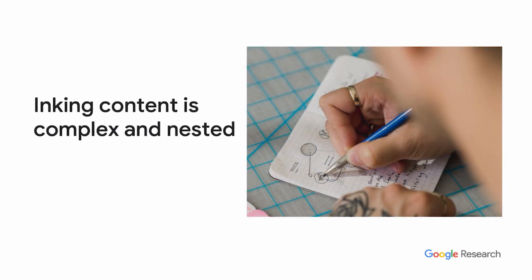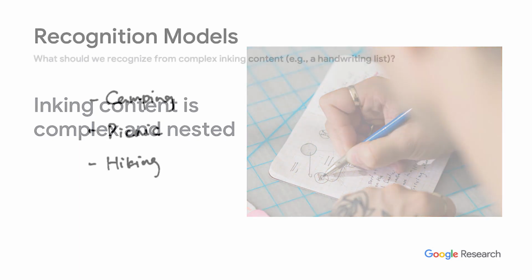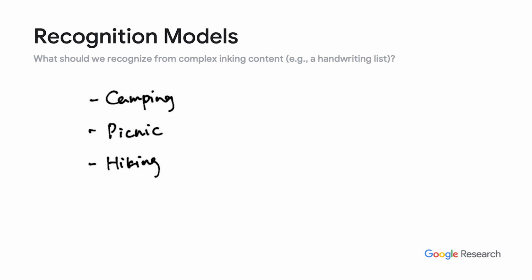Before we dive into the models, let's step back and think about the inking content. Because users can write and draw a lot of different stuff, inking content tends to be complex and nested. Think about mind maps, doodles, and sketches. They all have connecting and nested inking objects. So one question we need to ask here is, what should we recognize from inking content?